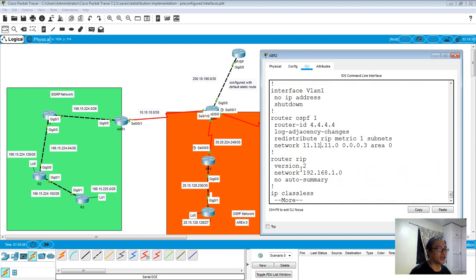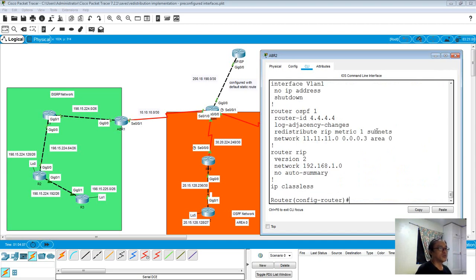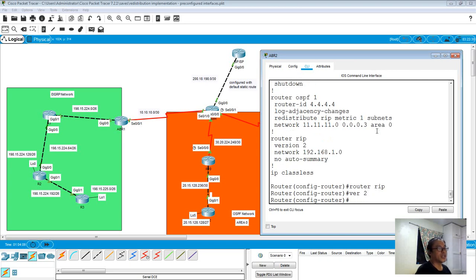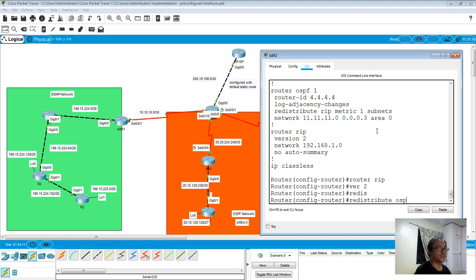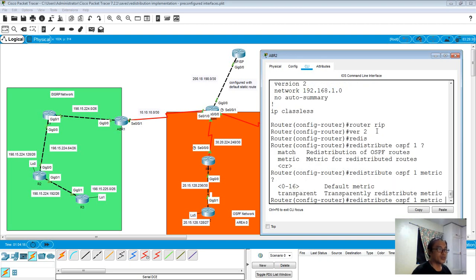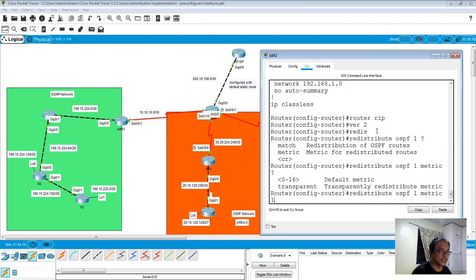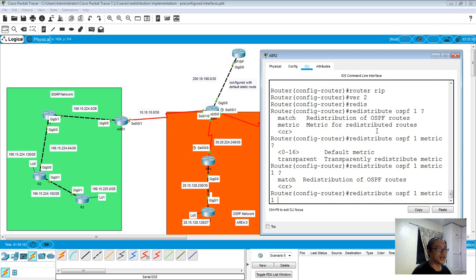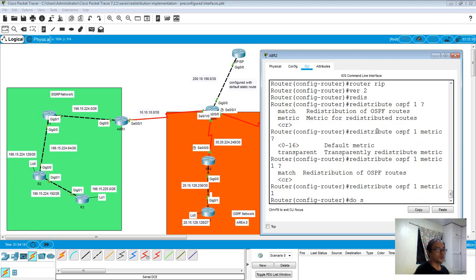And we go to the RIP and put the OSPF here. Okay. So router RIP, enter, version 2. Then we type the command redistribute OSPF 1. Okay, question mark. Then we have the metric. Question mark. What is the default metric? 1. Okay, question mark. And that's all, enter. So, do show run.